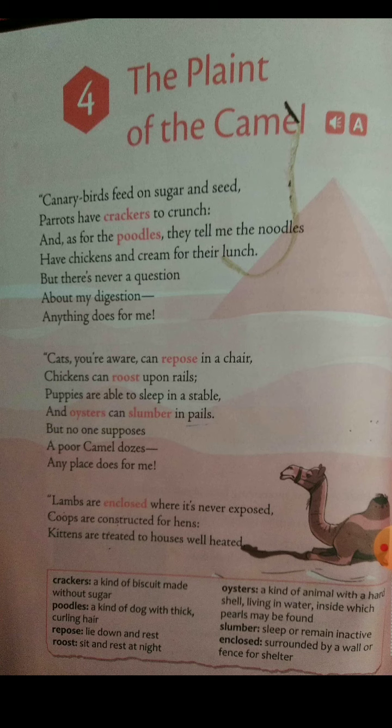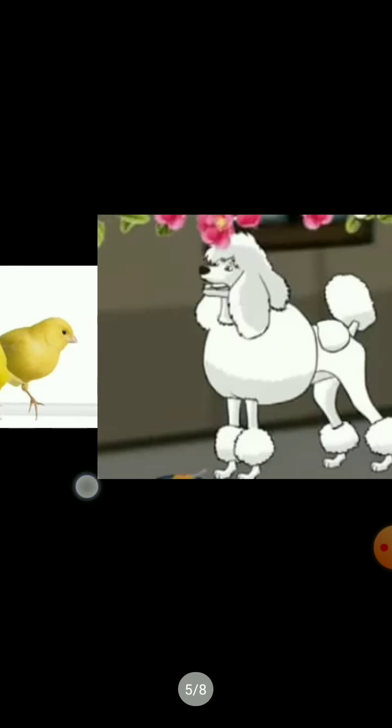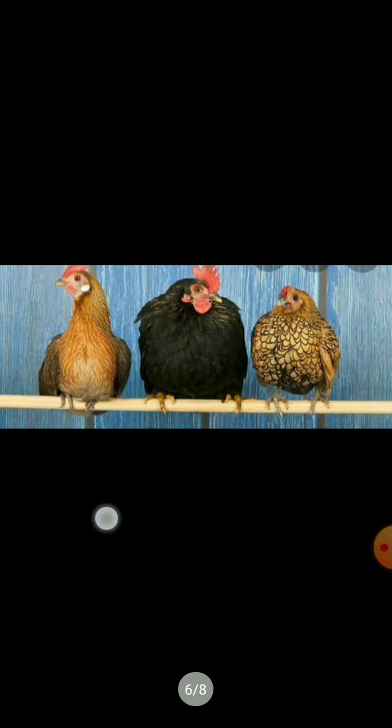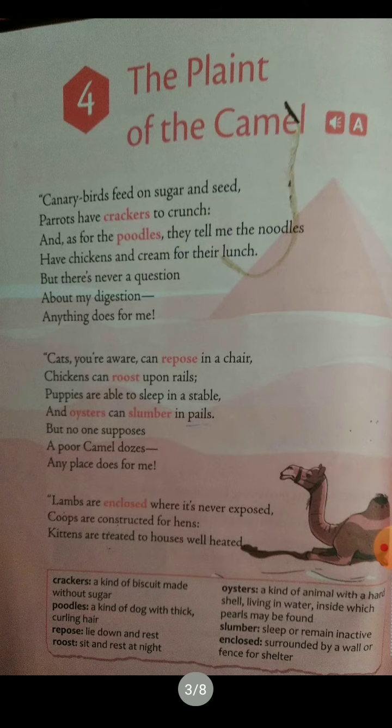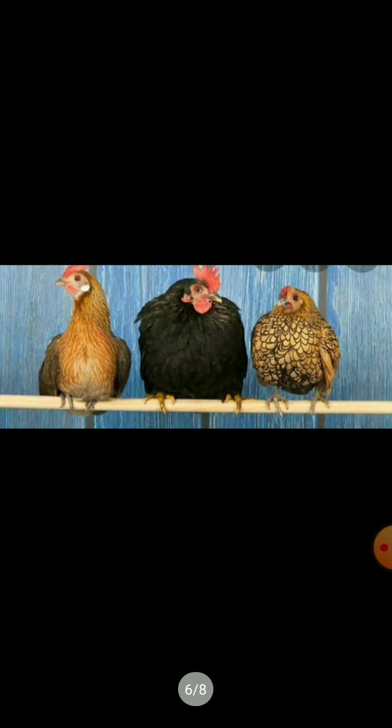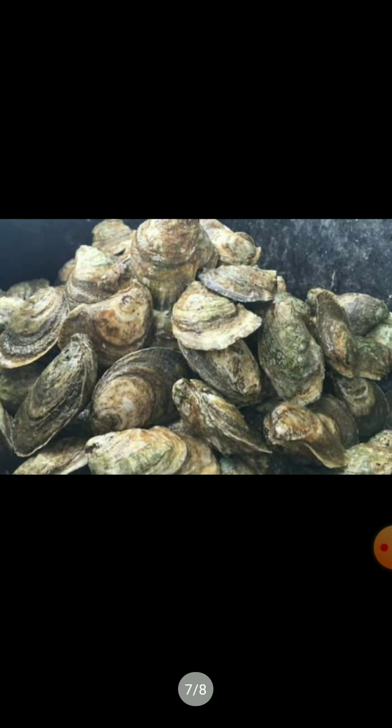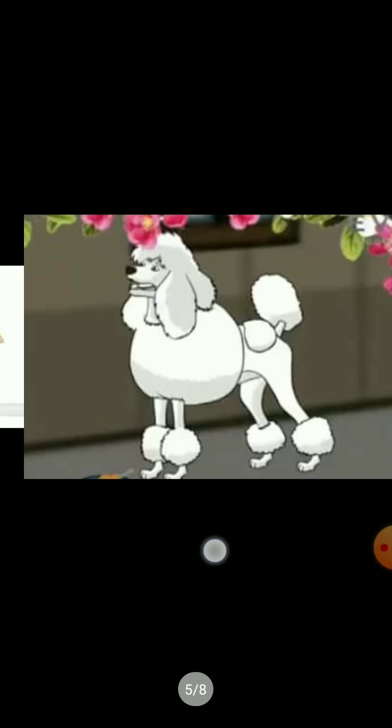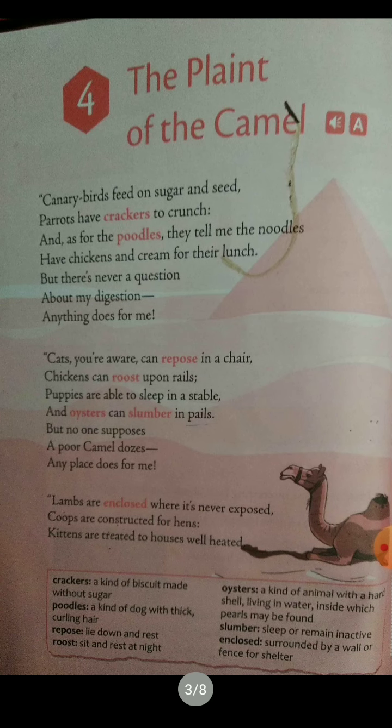So in the second stanza, it complains about its sleeping place and says that cats can lie and rest in a chair. Chickens sit and rest upon rails. So this is the rail, okay, where it is sitting. Then puppies sleep in a stable. Oysters, they rest in pails. Oyster means, this is an oyster. So the oysters, they rest in their shell. But for a camel, there is no proper place to rest.